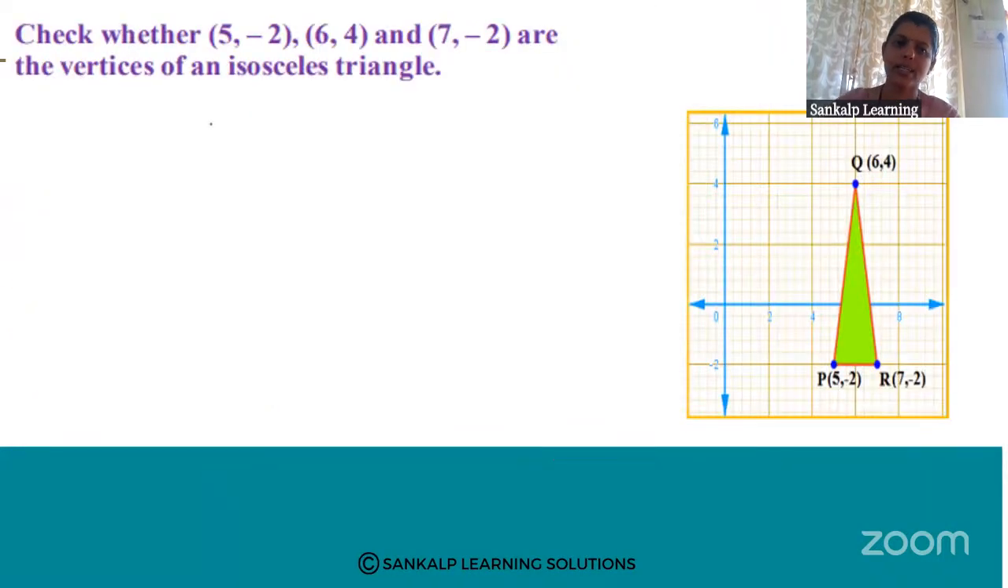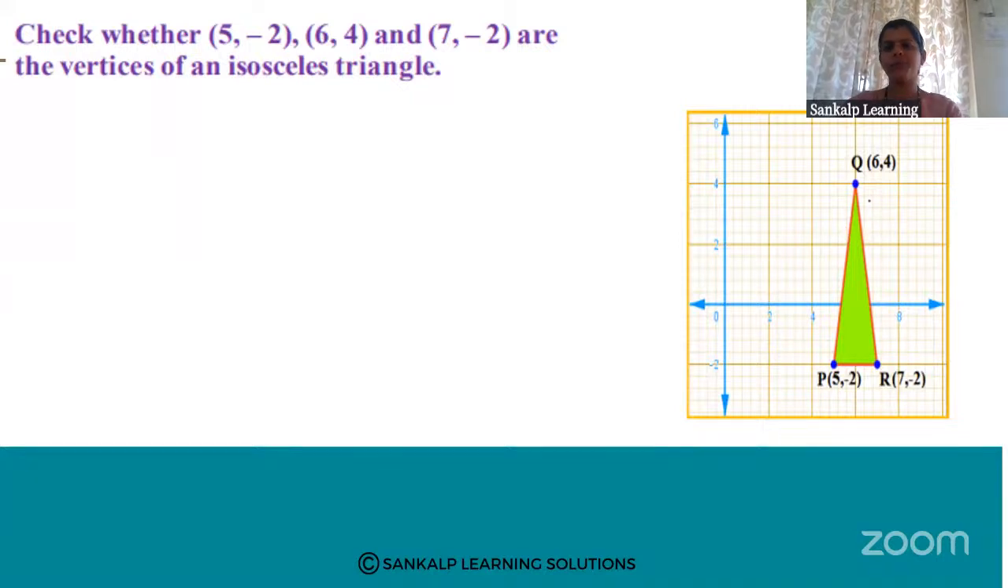Okay, next, check whether 5 minus 2, 6 4 and 7 minus 2 are the vertices of an isosceles triangle. So in isosceles triangle, two sides are equal and two angles are equal. See, if you plot a graph for these coordinates, then you will get such type of graph. Okay, this is one triangle we are getting, and check whether this triangle is an isosceles triangle.